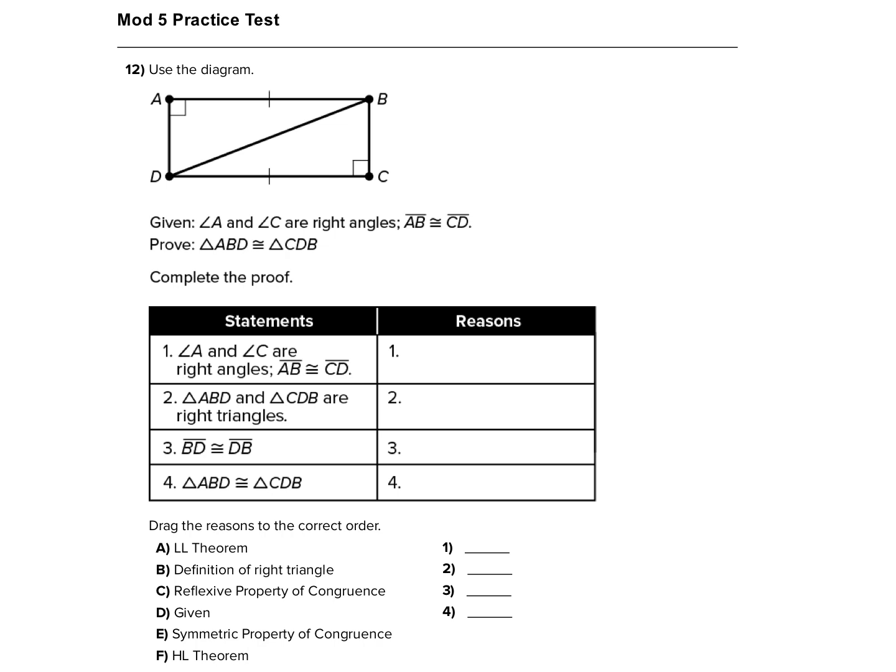So we're given that angles A and C are right angles, and we're told that AB is congruent to CD. And we want to prove that ABD, so this triangle here, is congruent to the other triangle, CDB. Okay. Now, if you remember, the first statement is always the given information.